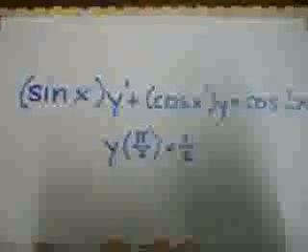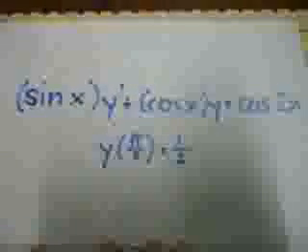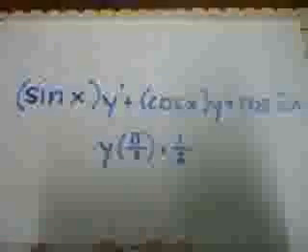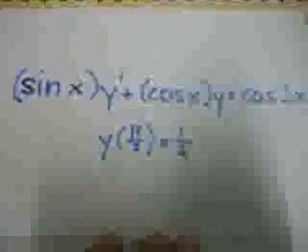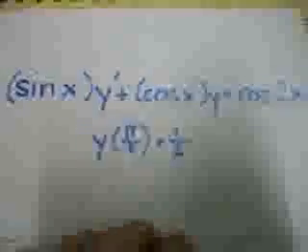Hey guys! So today we're going to be solving an ordinary differential equation, and we are given sine of x times y prime plus cosine of x times y is equal to cosine of 2x. Now here we are asked to find a particular solution to this differential equation in which y is equal to 1/2 when x is equal to pi over 2.